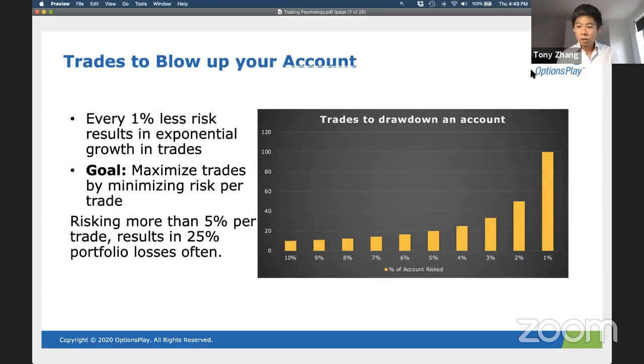Perfect. The next chart I want to explore is the number of trades that it requires to blow up your account. The good thing is that this is where exponential functions work in your favor, because for every 1% less that you risk, the number of trades required to blow up your account grows at an exponential pace. If you risk 10% of your account per trade, you need 10 trades to blow up your account. If you risk 5% per trade, you need 20 trades. But if you risk 2% per trade, you need 50 trades. At 1%, you need 100 trades in a row to blow up your account.